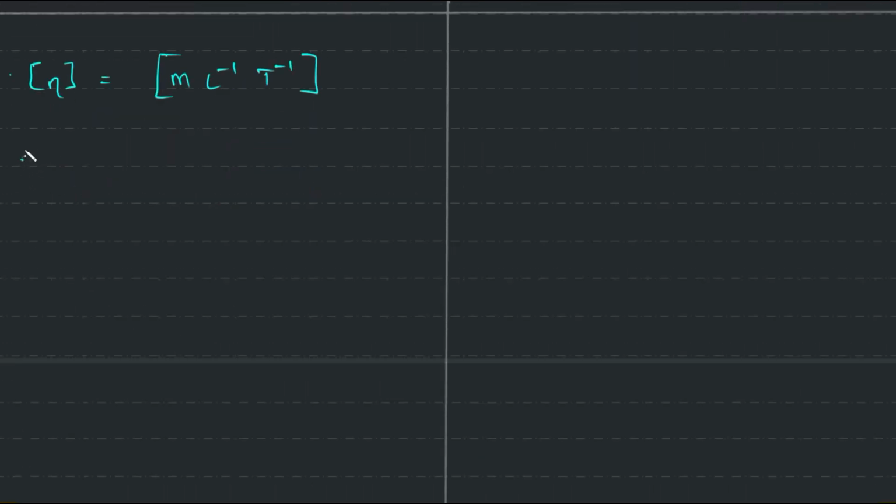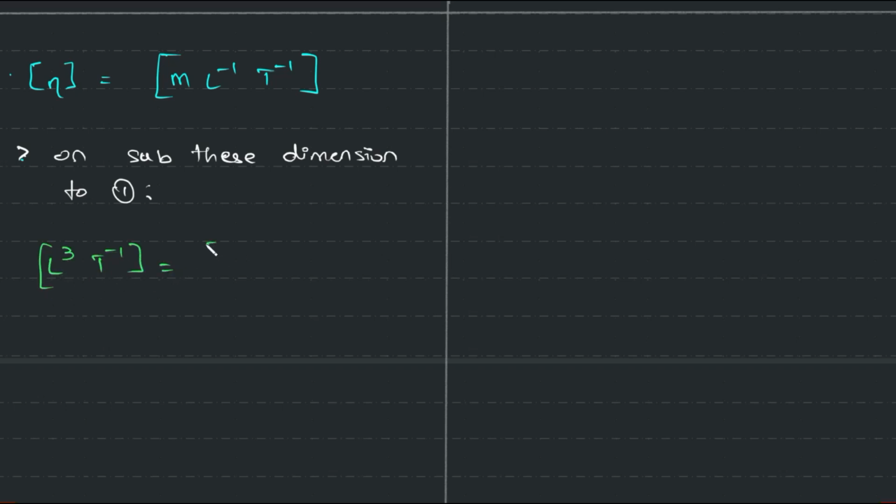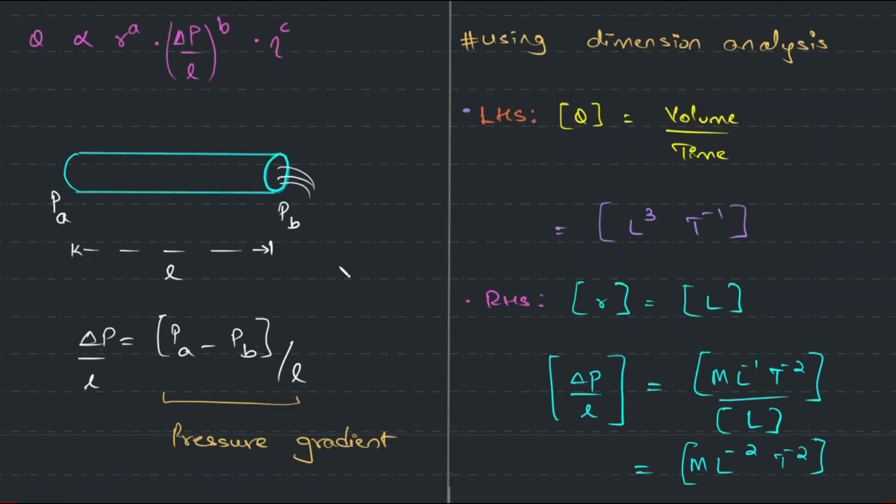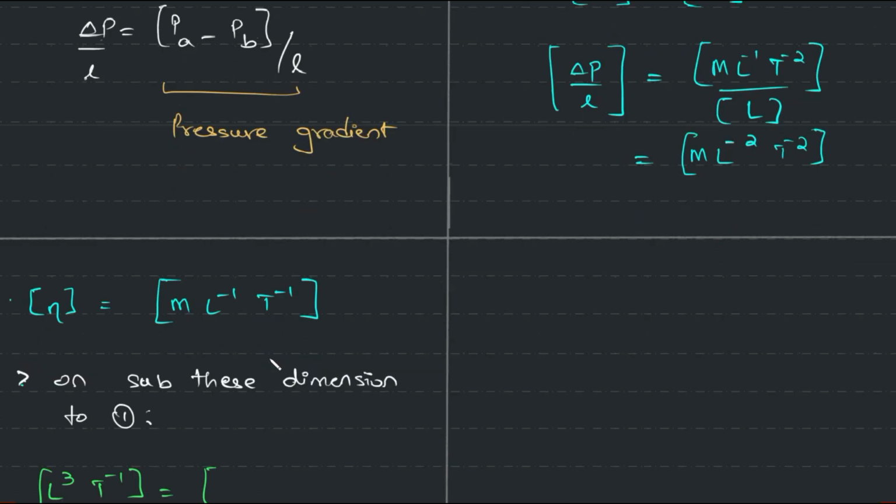Now, on substituting these dimensions, what we're looking at is L cubed T to the power minus 1 will be equal to, yeah, one by one we have to do it. R is a.